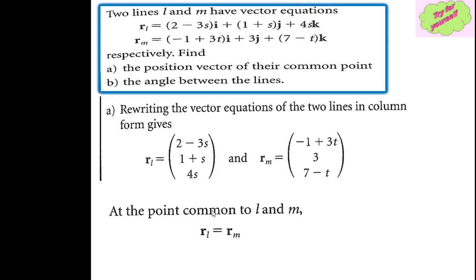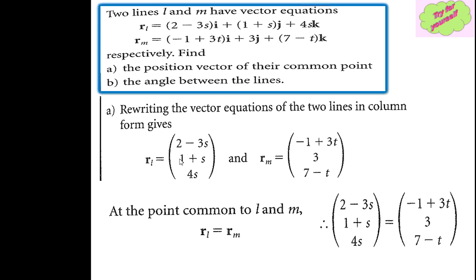At the point common to L and M, r of L equals r of M. That's an important point. So we're trying to find the position vector of their common point. Whatever point they have in common, these must be equal to each other. So set these equal to each other basically. So let's set them equal to each other.